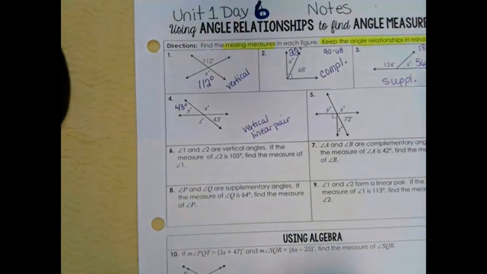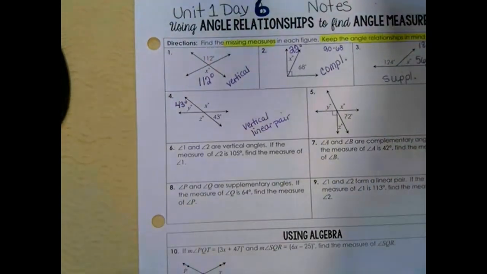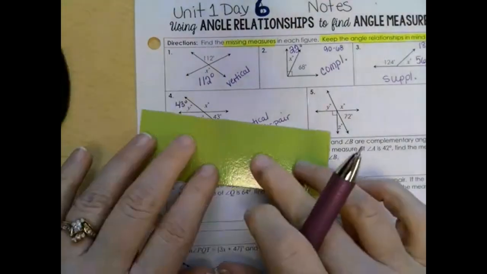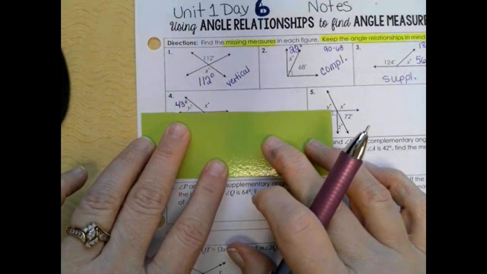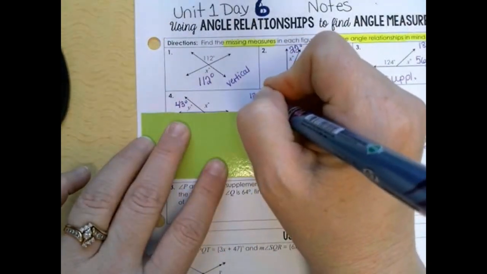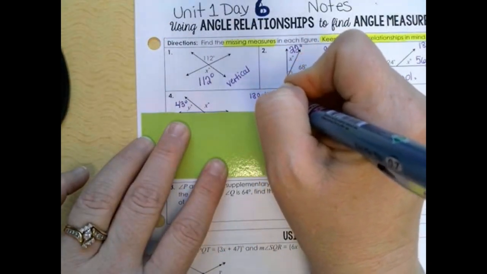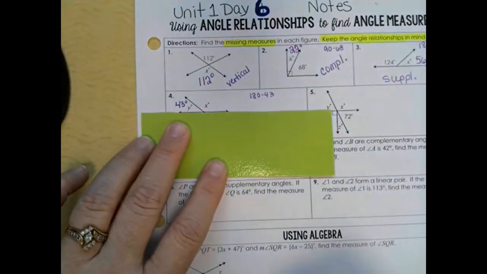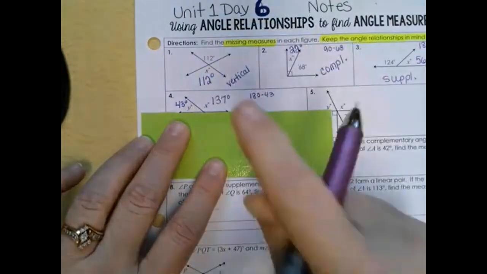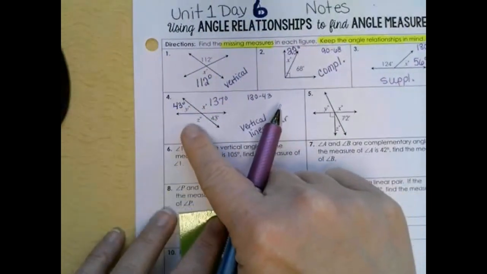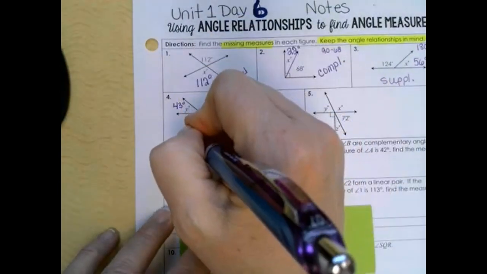Okay, those are vertical. And then I'm going to use this little green piece of paper. If you look right here, that's a linear pair. So those two angles have to add to 180. So I'm going to take 180 and subtract 43. 180 minus 43 gives us 137. And if that angle is 137, what does this one have to be? 137.